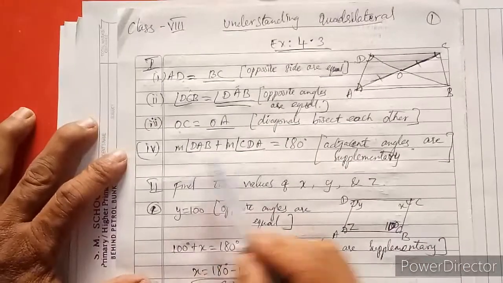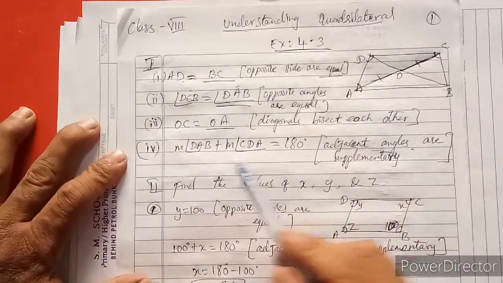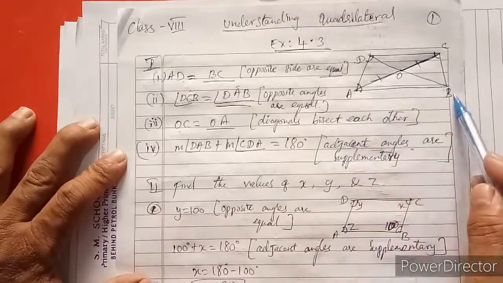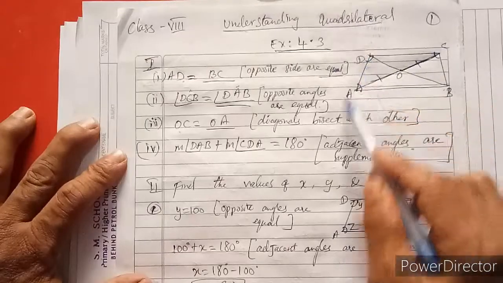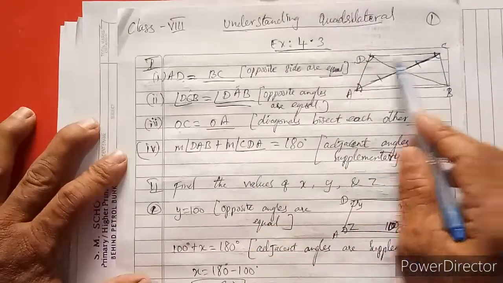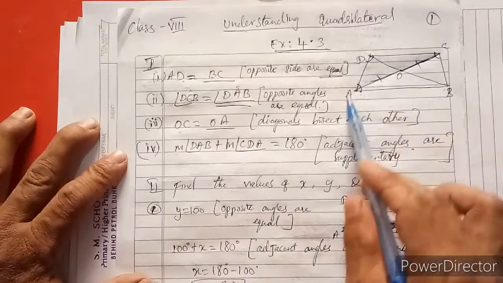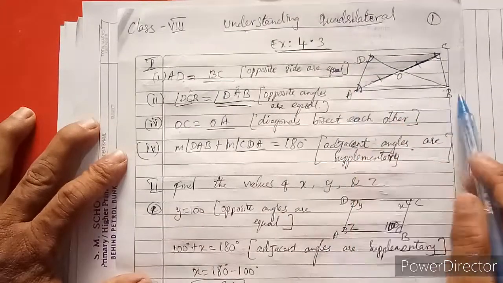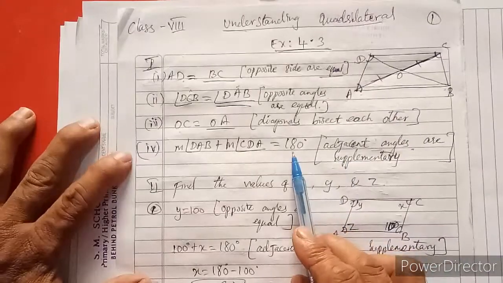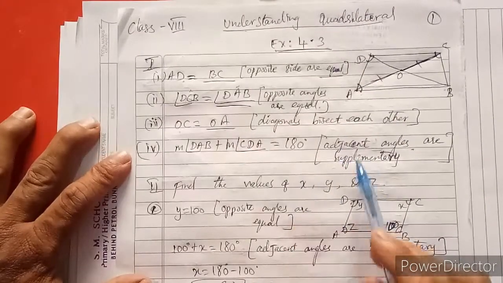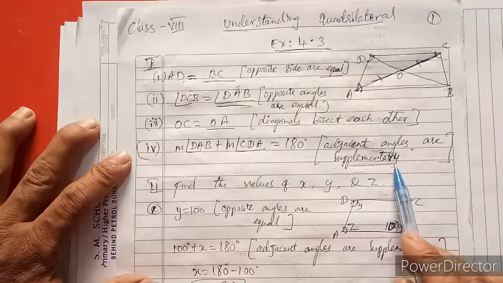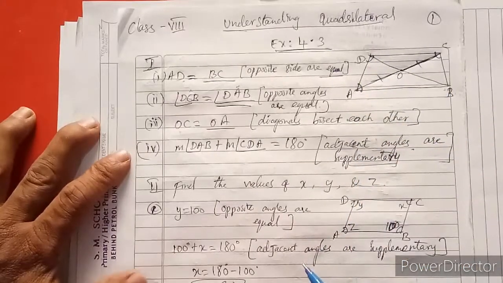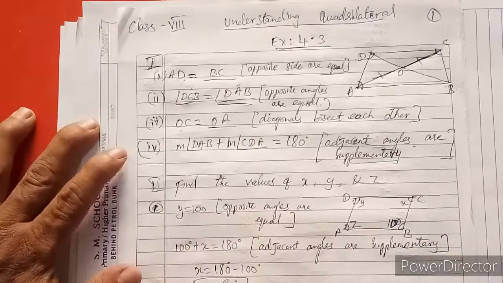Now here, angle DAB plus angle CDA. These are two angles, this angle and this angle. Both angles together make 180 degrees, that is adjacent angles are supplementary. The adjacent angles are supplementary angles. Understood?